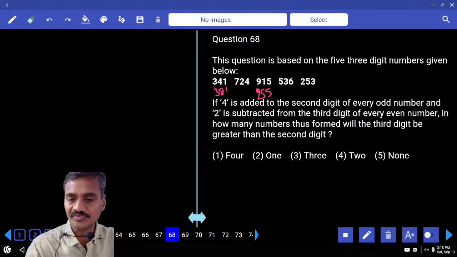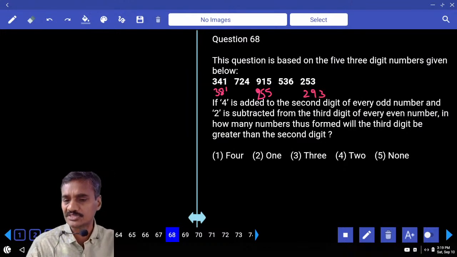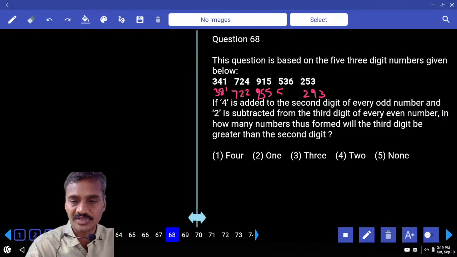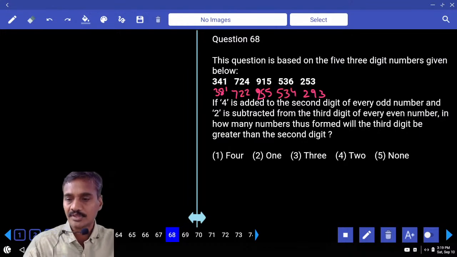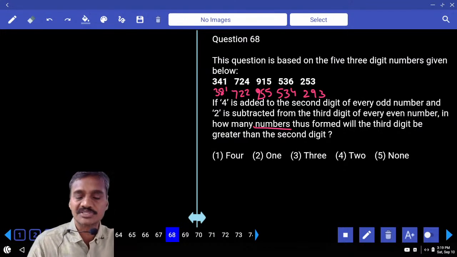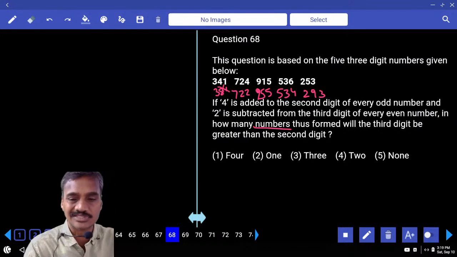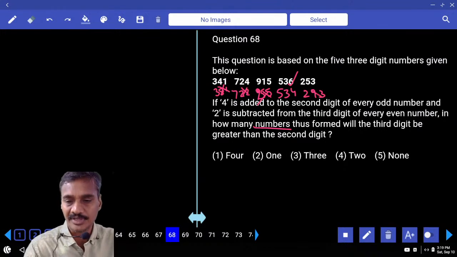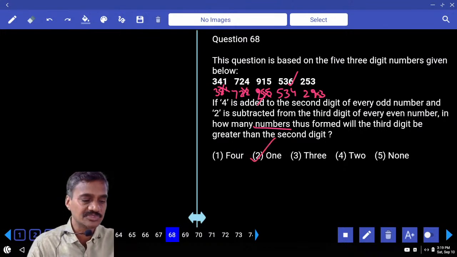And here 293. 4 is added to the second digit of every odd number, and 4 is subtracted from the third digit of even number. From every number, how much is here? 536, 530. Then how many numbers thus found will have the third digit greater than the second? In the first one, third is lesser. Now second one, third is equal. Here again equal. Now the third digit is greater than the second. Hence, how many numbers? There is only one such number. That is choice 2.